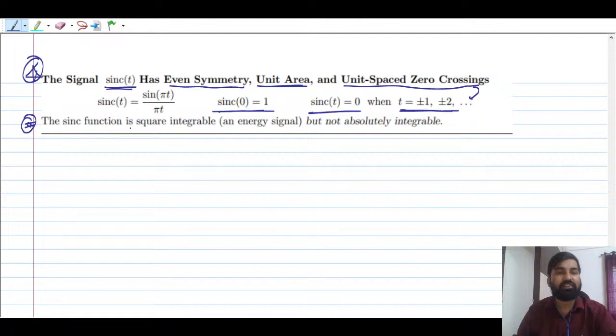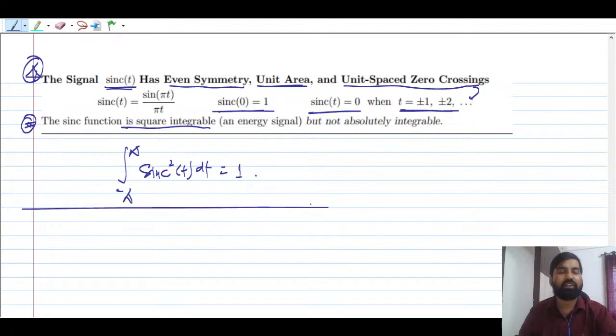The sinc function is square integrable. If somebody asks you what is the integral of the square of the sinc function, sinc square T dt, it is going to be 1 only. Understood? So area under sinc square is what? That is the energy of a signal, and the energy is going to be concentrated in the main lobe. So you have to remember these concepts.